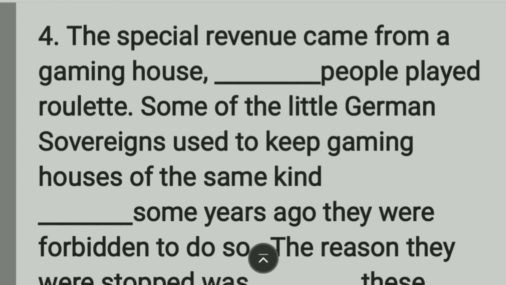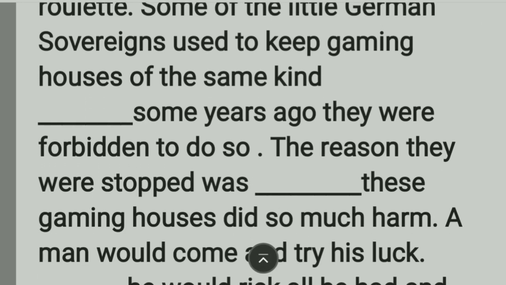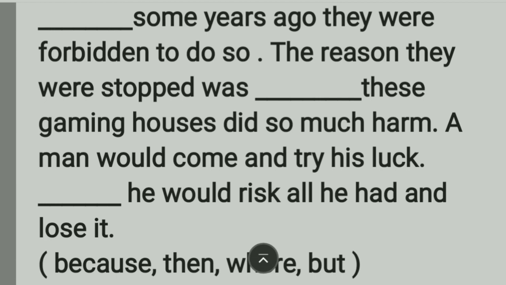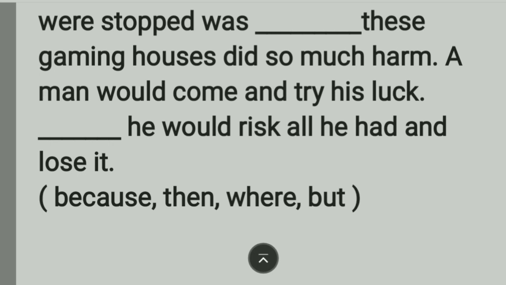So now let's move on to the last paragraph. The special revenue came from a gaming house. People played roulette. Some of the little German sovereigns used to keep gaming houses of the same kind. Some years ago, they were forbidden to do so. The reason they were stopped was these gaming houses did so much harm. A man would come and try his luck. He would risk all he had and lose it. And the options: because, then, where, but.